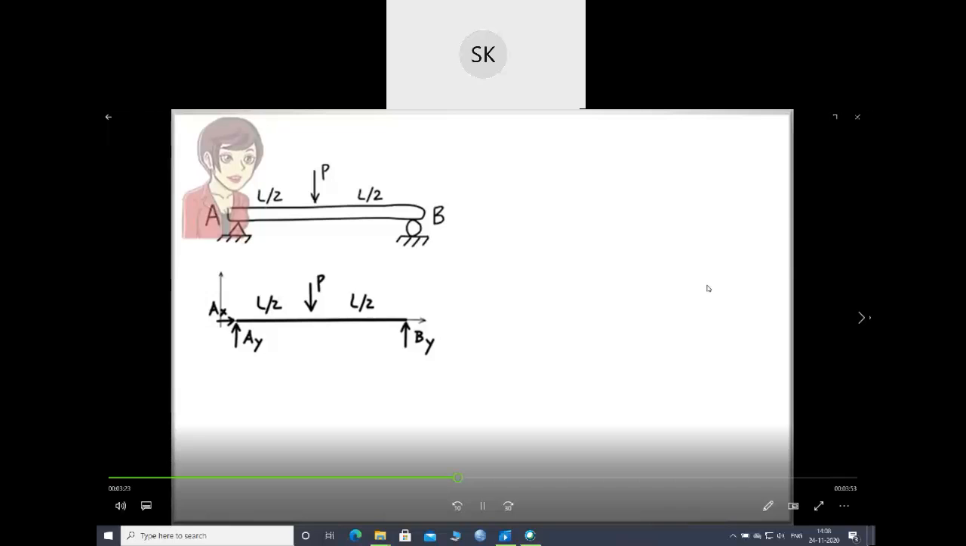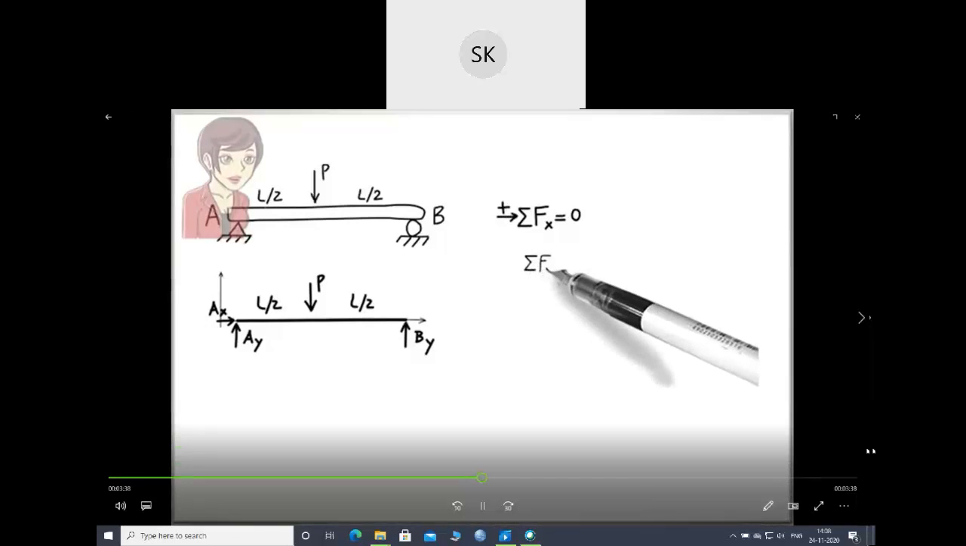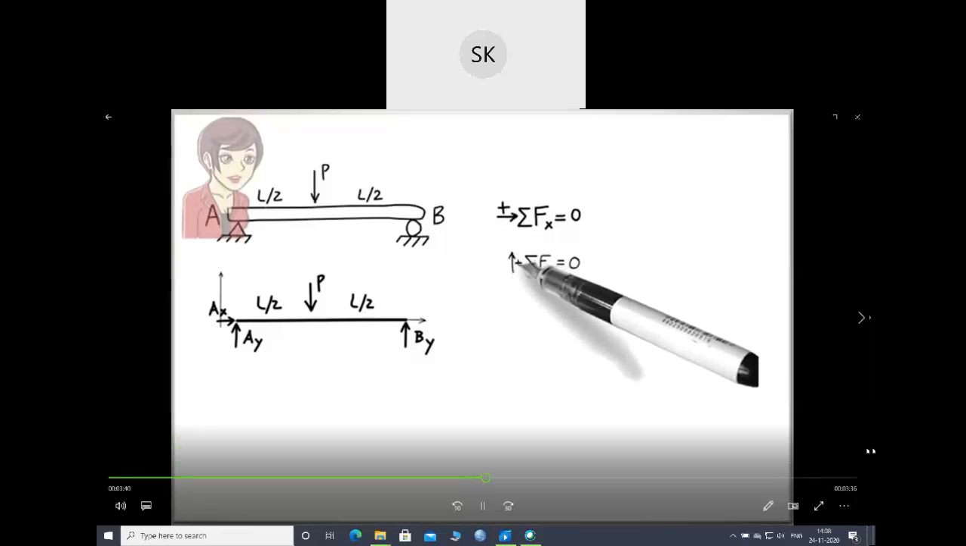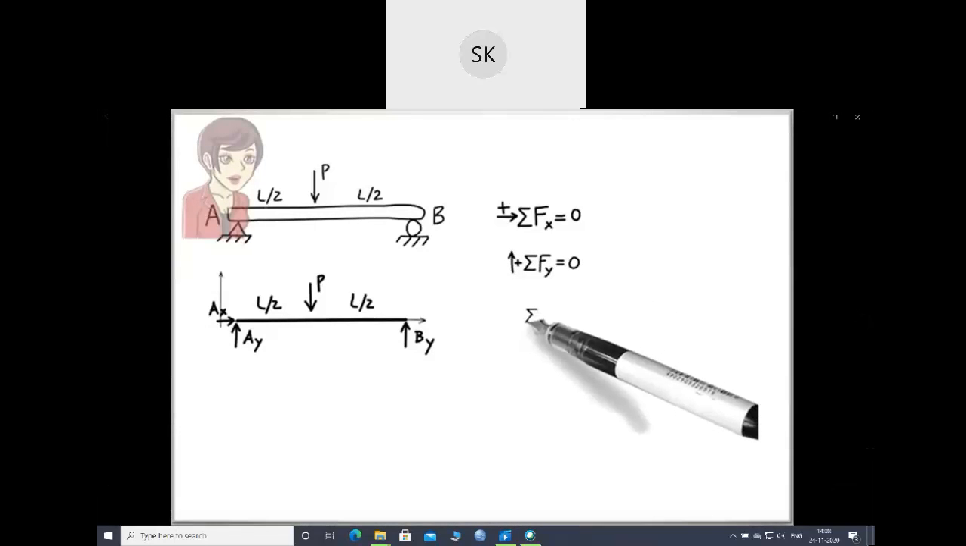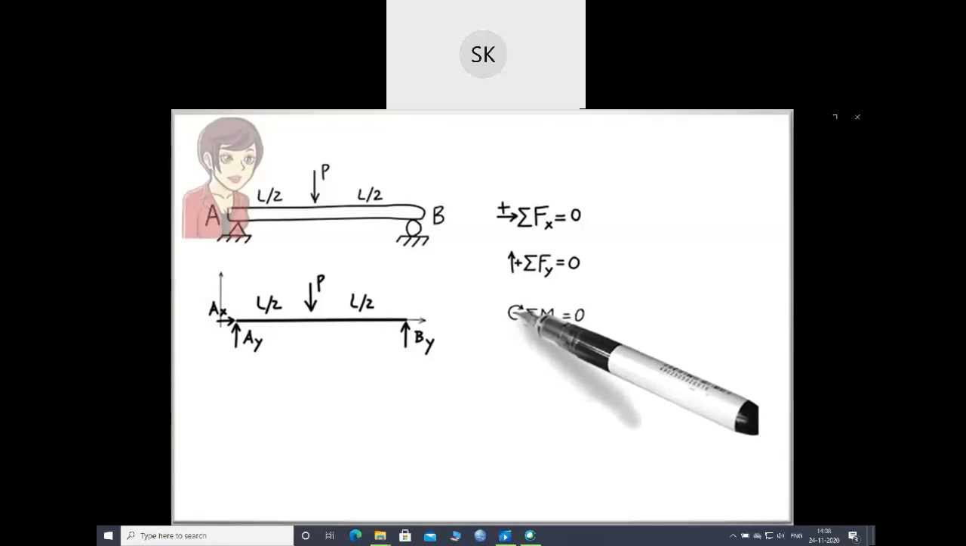To determine the support reactions, that is, to analyze the beam, we use three equations. 1. Sum of the forces in the X direction must be 0. 2. Sum of the forces in the Y direction must be 0. 3. Sum of the moments about the Z axis at, say, point A must be 0.